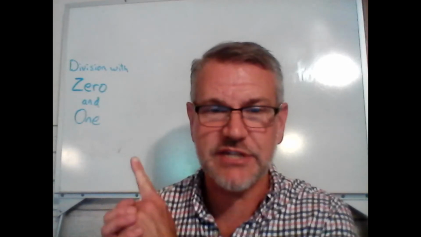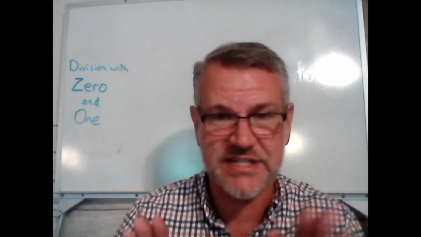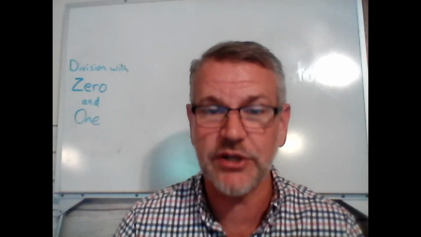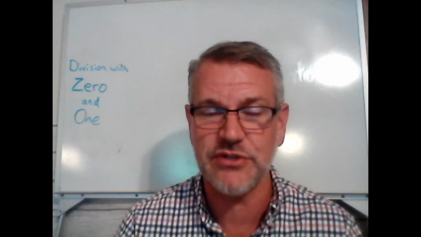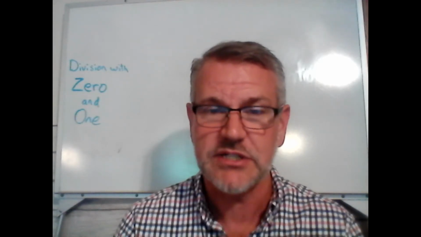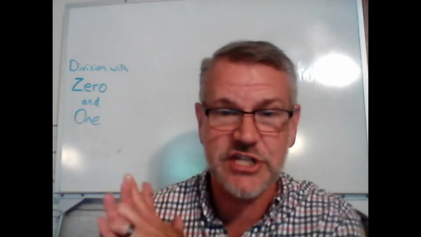So today we're going to be talking about division with 0 and 1. Remember, if you multiply times 0, you get 0 every time. If you multiply times 1, you get that same number. And there's certain rules that those two follow with division also. So let's talk a little bit about division with 0 and 1.